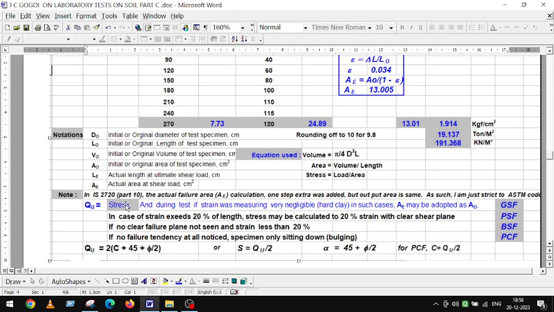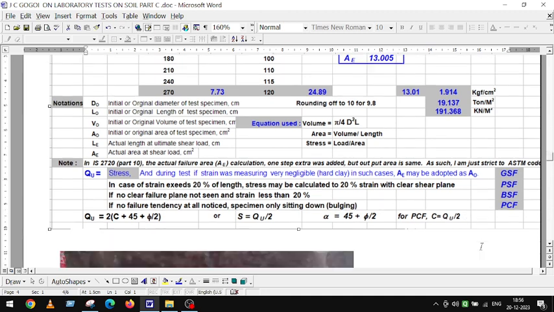This angle, alpha equal to 45 plus phi by 2. For plastic compression failure, C equal to half of QU, since there is no specific shear line, it is settling down, there will be some compression only. So here C equal to half QU, compressive strength.